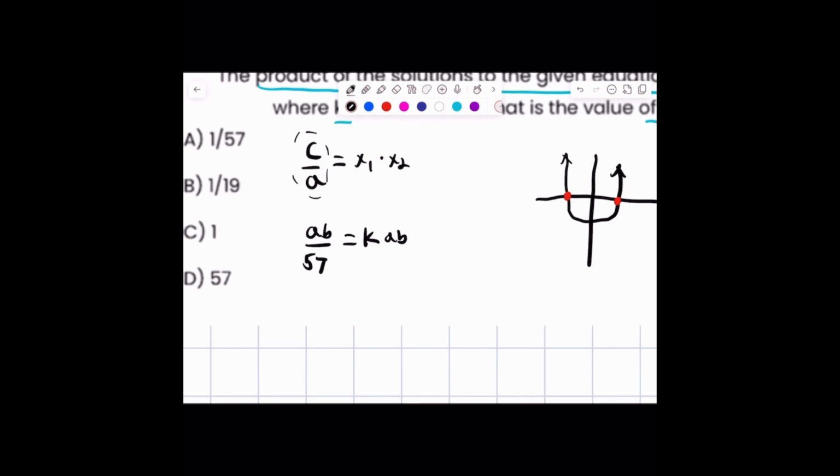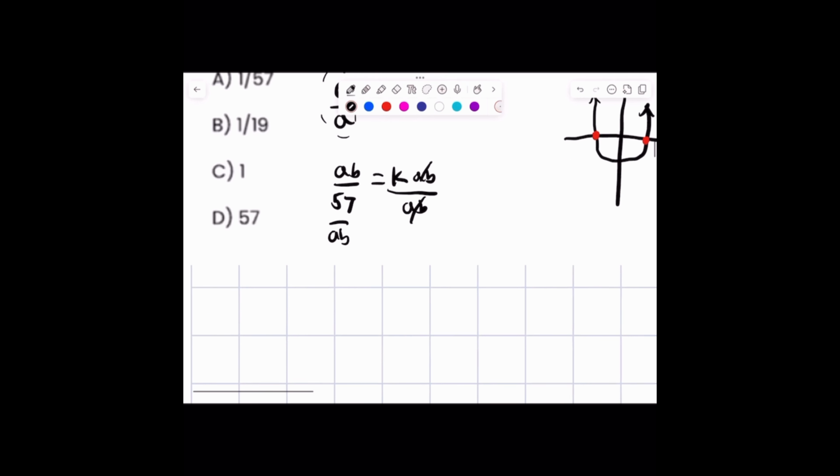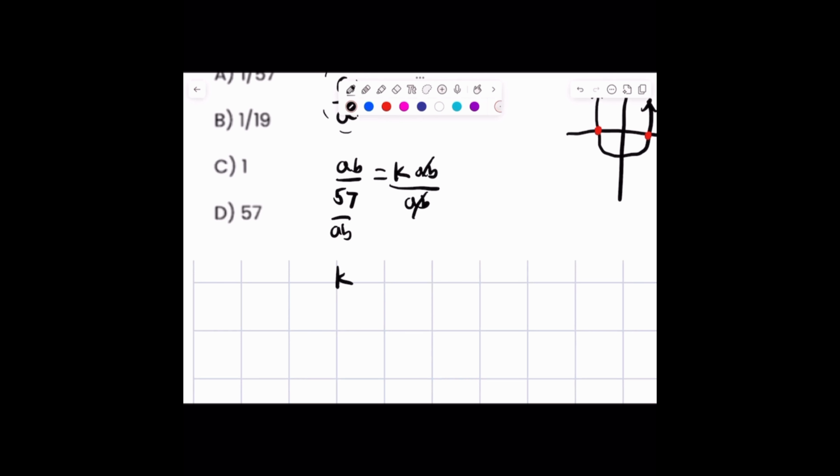Obviously, we want to solve for K. So K is not moving from here, and we would divide by AB. AB gets rid of this and this. And now we're stuck with AB over 57 over AB is equal to K. Now, what is this? This looks like a weird fraction. And realistically, this is where a lot of people get mixed up from.